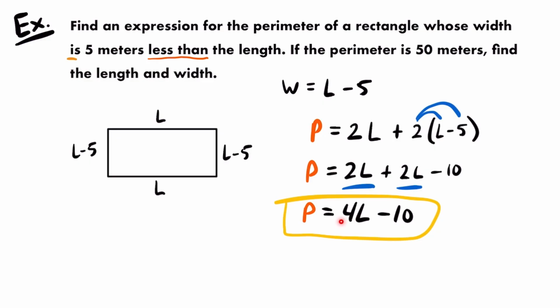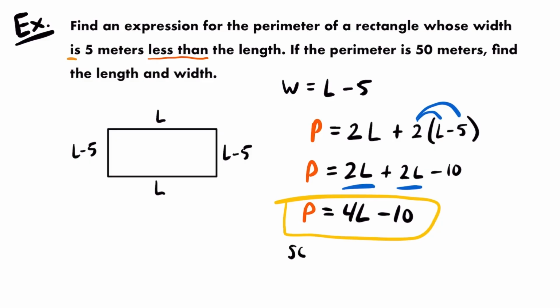All right, so that takes care of the first part of this problem. But now for the second part, it says if the perimeter is 50 meters, find the length and width. All right, so now we can use this expression for the perimeter that we found to help us out. If the perimeter is 50, then we can set P equal to 50, or in other words, just replace P in this equation with 50, and then we'll be able to solve for the length L, and then use that value to find the width, because we defined the width in terms of the variable L, which represents the length.